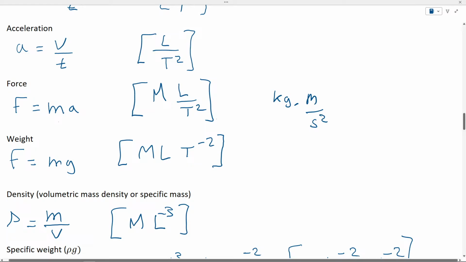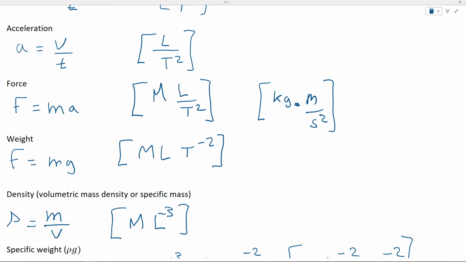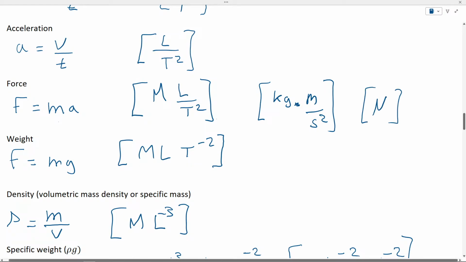Kilogram meter per second square. That's the unit of force, because m is kilogram, length is meter, and time is second square, which is an SI unit. We refer to this as Newton. So the force is in Newton.